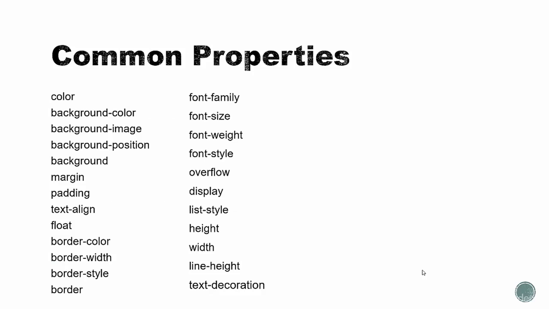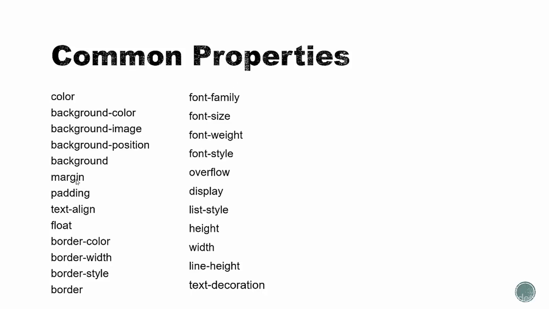So here's just a list of some of the common CSS properties that are used. We have color, we have different variations of background color, image, and position, or we could just use background and include all of these in that one property. All right, now there's many other ones as well. I just didn't want to put them all down. It's just way too many to list, but we'll take a look at some of them.